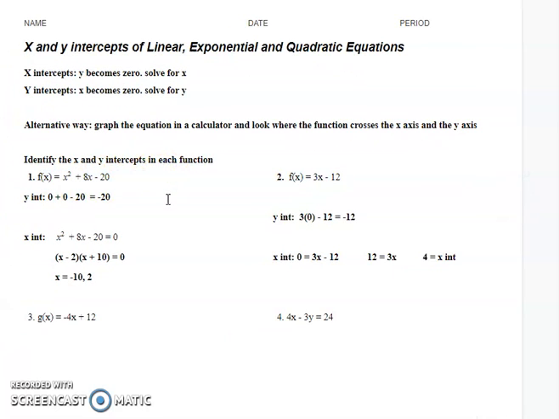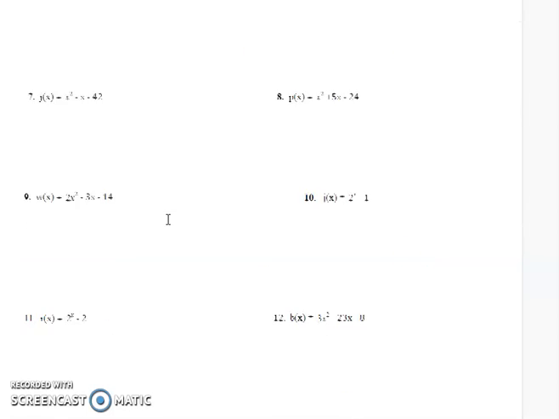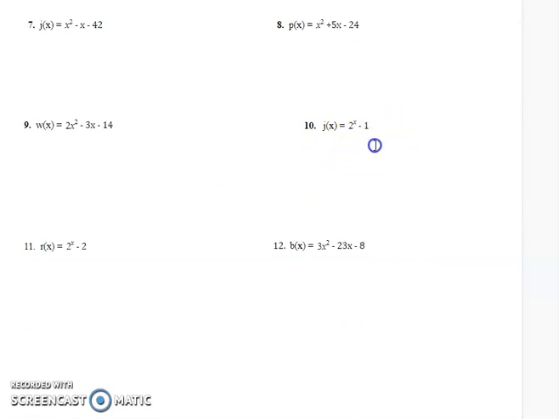Let's do an exponential one. Let's do number 10. These are exponential, in the form of y equals a times b to the power of x. Let's do the y-intercept first. The y-intercept means we make x into 0. So that's 2 to the power of 0 minus 1. Anything to the power of 0 is 1, so I have 1 minus 1. So the y-intercept is 0.